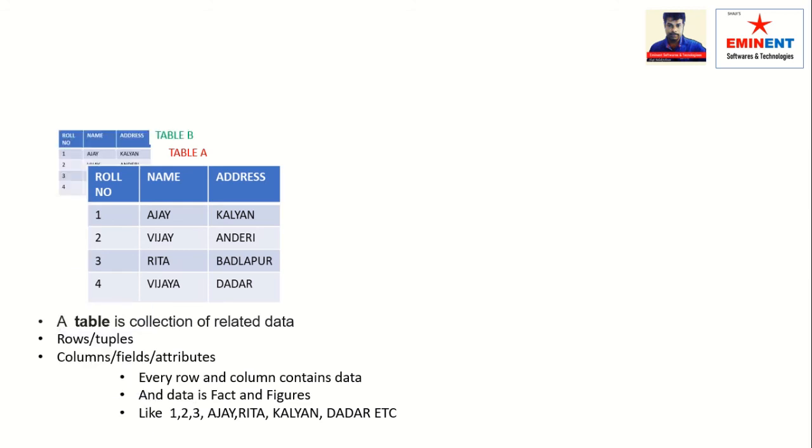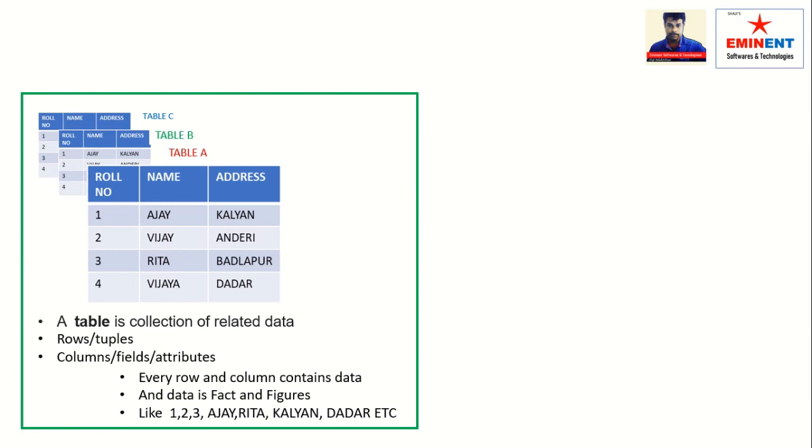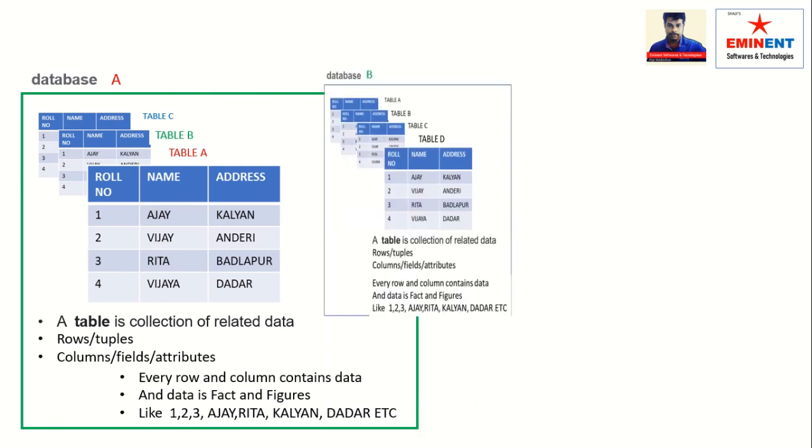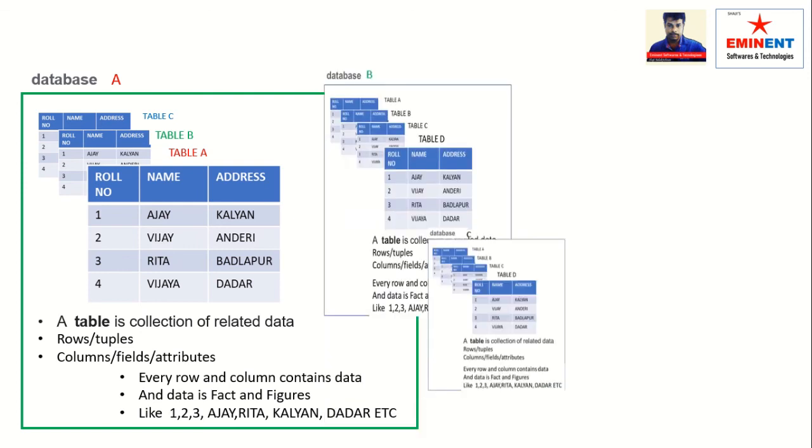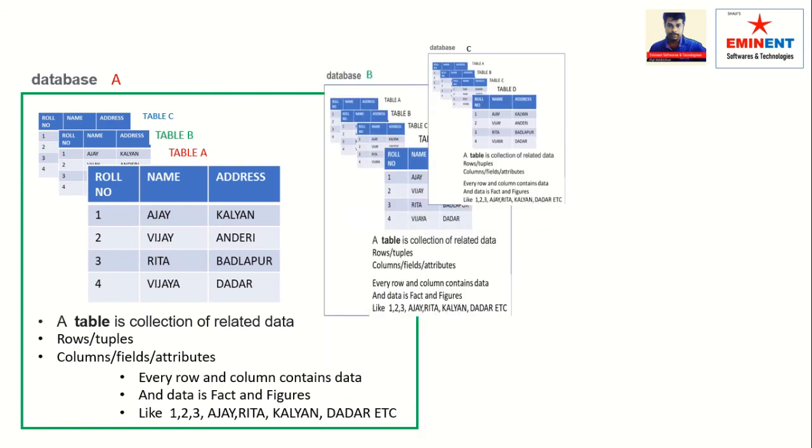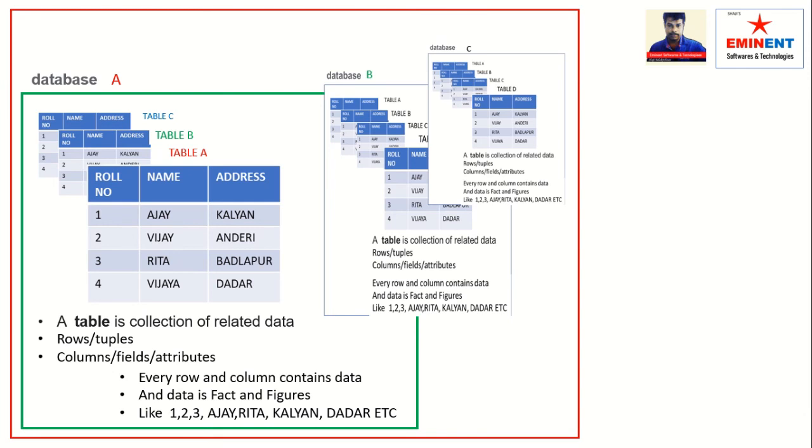Similarly, we can have another table, say table B. We can have another table, say table C. A collection of such tables and other objects, as I explained earlier, we call it a database. Say database A. You can also have database B. You can also have database C. There can be n number of databases, and we collectively call it an Oracle database system.